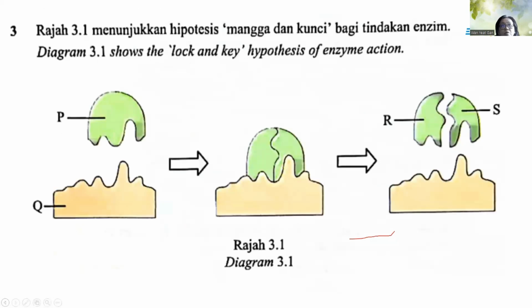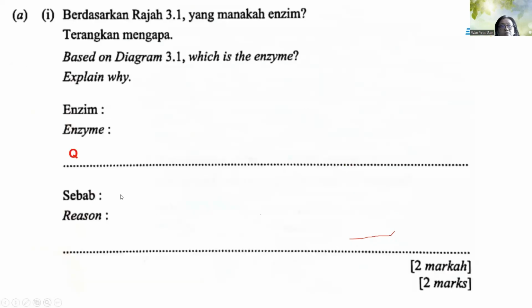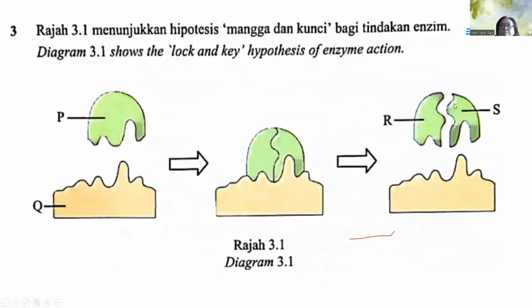Okay, let's look back at the question. You can see that Q here has an active site, right? So Q is the enzyme. It has an active site, and the other thing is it does not change at the end of the reaction. If you look carefully at the diagram, Q does not change in terms of its shape as well as its active site. It does not change.